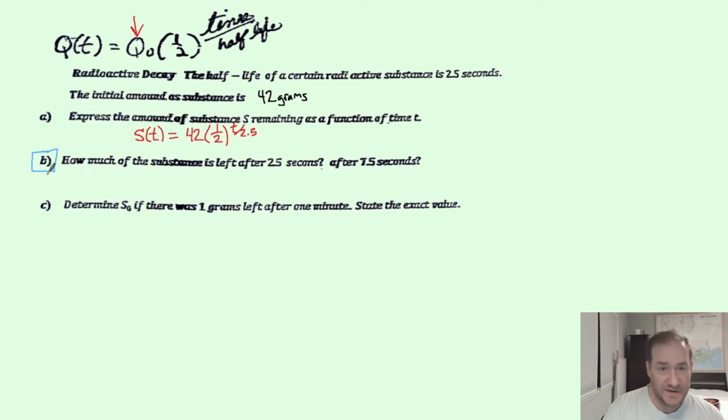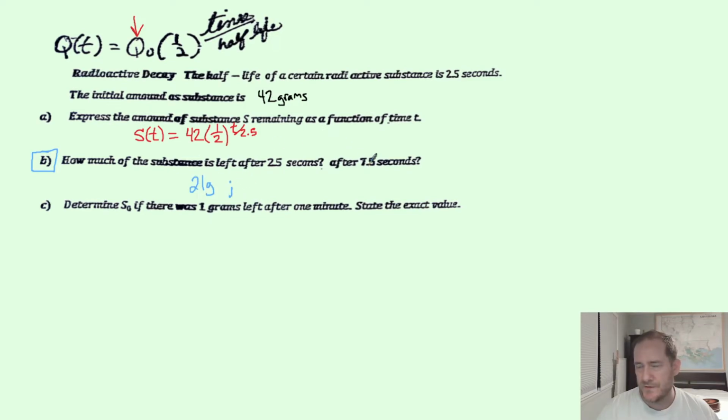So now, part B is kind of just a quick concept check. They're really just asking, hey, do you understand half-life? Because if you do, then you're going to notice that 2.5 is literally the half-life. So guess how much substance is left after one halving period? It's going to be half. You're going to be down to 21 grams.